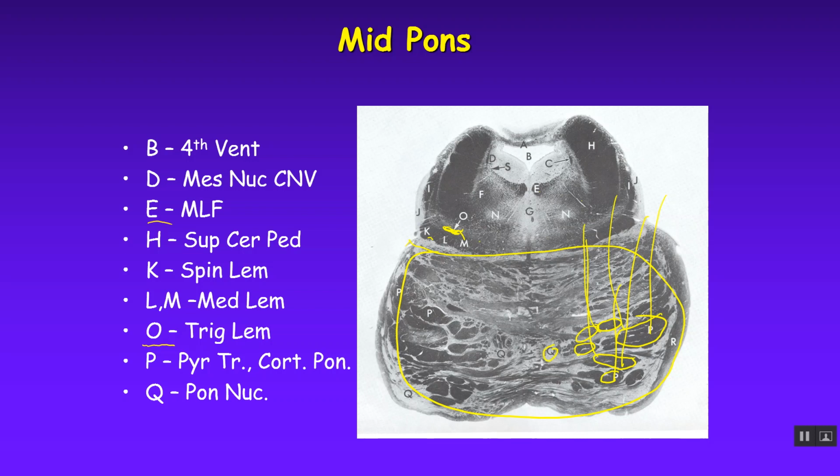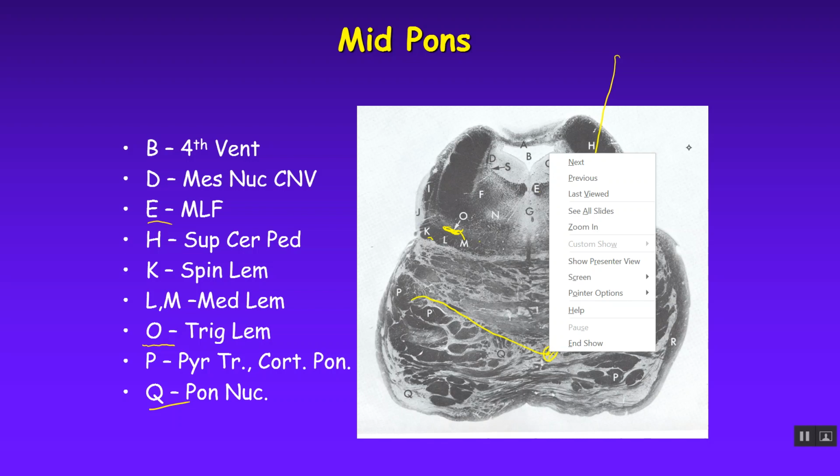Q, all these white areas in here, those are pontine nuclei. Q are the pontine nuclei. And so what happens here is, so let's do this. So you might have a corticopontine fiber that's going to come here down this tract, but it's going to go over here and communicate with this pontine nucleus. This pontine nucleus is going to cross over to the other side.